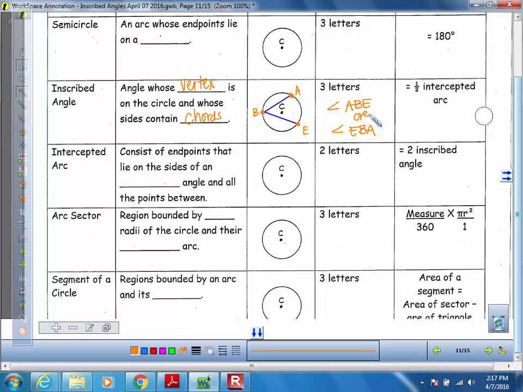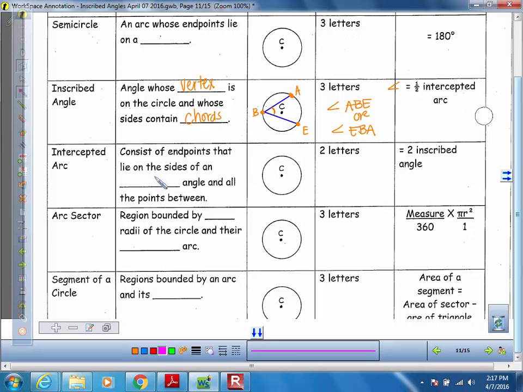Now, when we start solving, you're going to need to know the formula that our inscribed angle, which is this angle right here, is going to be equal to half of whatever our arc is. And here it says intercepted arc, but we're about to talk about what that is.